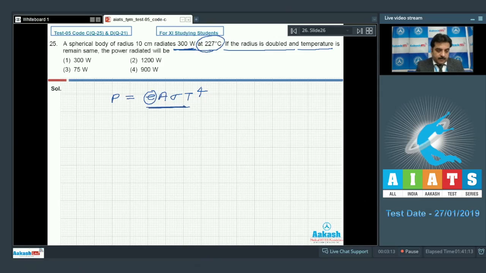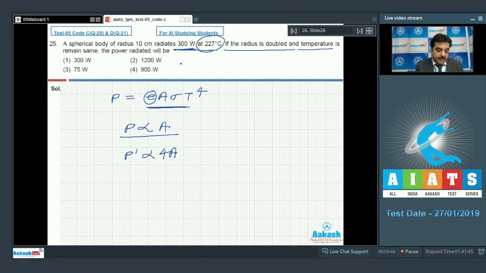So according to the problem, because the radius is doubled, the surface area will become 4 times, because area is 4 pi r square. So when the radius becomes double, the surface area becomes 4 times. And by this formula and according to the problem, I can write the radiated power is directly proportional to the surface area. As I said, the radius will become double, so the new radiated power will be 4 times.